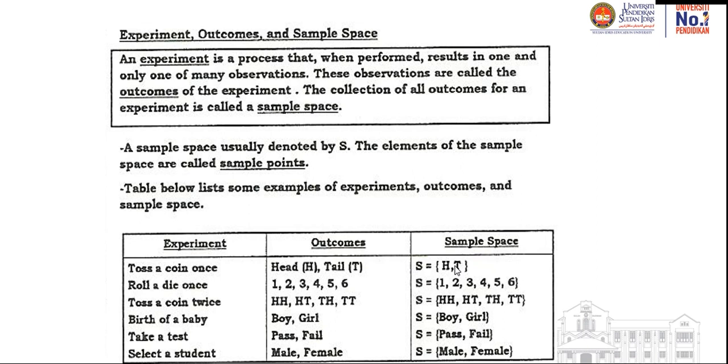There are several examples here. Roll the dice once: the possible outcomes are 1, 2, 3, 4, 5, and 6, and the sample space is also 1, 2, 3, 4, 5, and 6. Let's look at another example. When you take a test, the outcome is either you pass or you fail. So the sample space S is pass or fail.